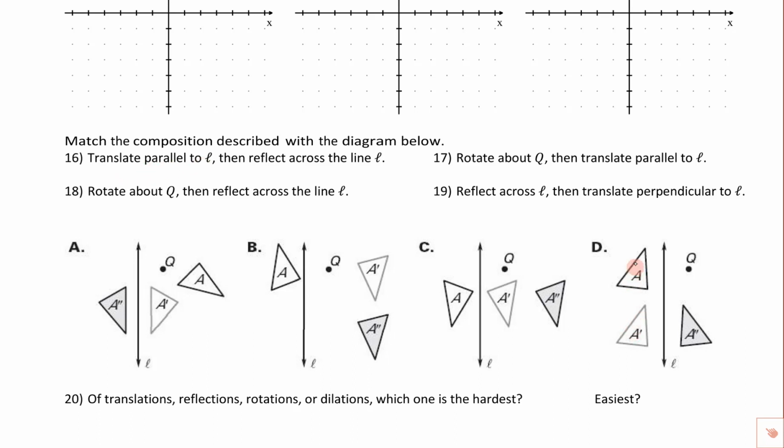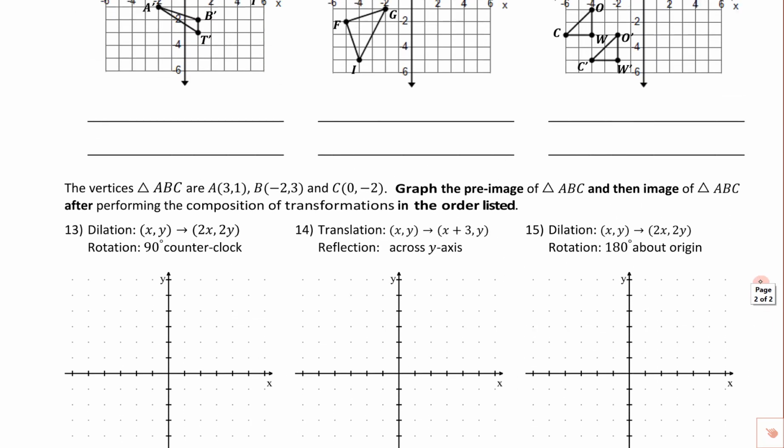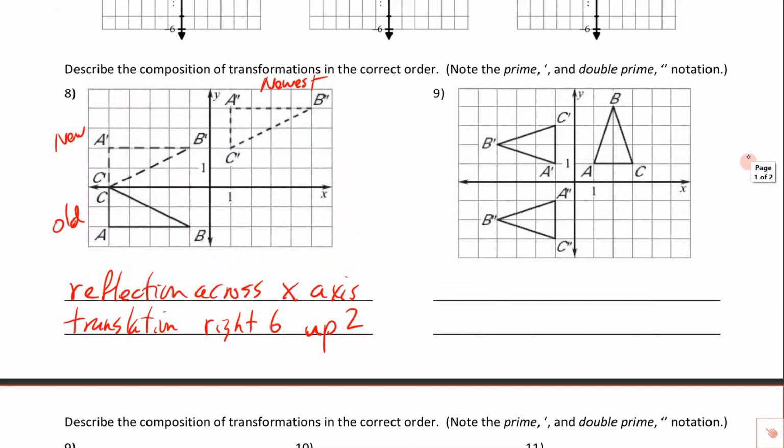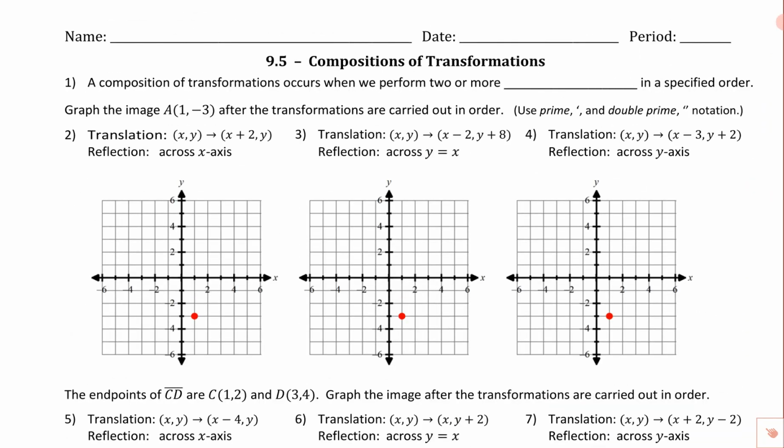So look at A and A prime. The first thing they did is they slid it down here, and again they slid it parallel to line L, so that looks pretty good. And then did they reflect it across line L? They did. So I think on 16 the answer on that one would be D. And again, what we're looking for is, can you recognize what's going on in these compositions of transformations? Okay, we've done a couple from your assignment. This is what it looks like. So I'm hoping that you're in good shape for this. Good luck on 9.5.